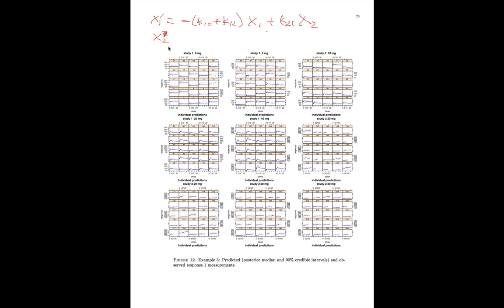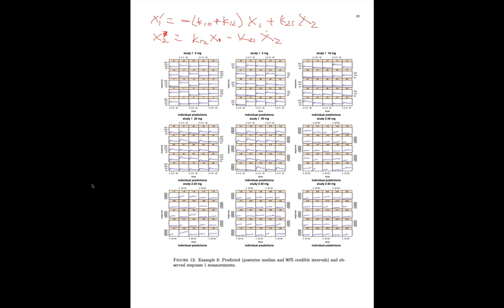And then x2 prime here is going to be k12 times x1 minus k21 x2.